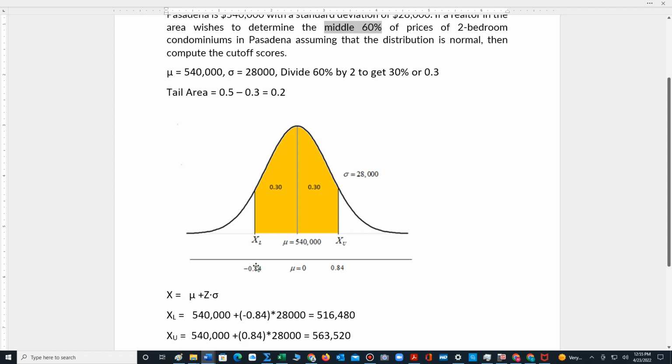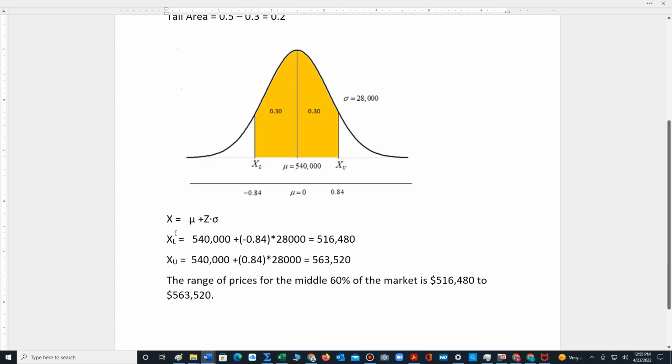Now we can use these Z values, the mean and the standard deviation, to compute the cutoff scores. The lower cutoff score is the mean, 540,000, plus the Z value, negative 0.84, times 28,000. When this is computed, it is 516,480.